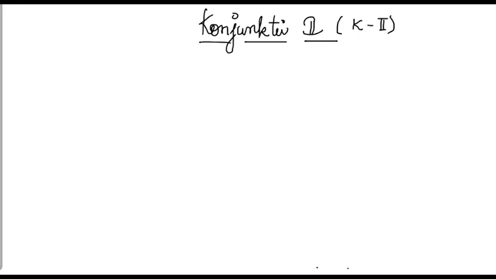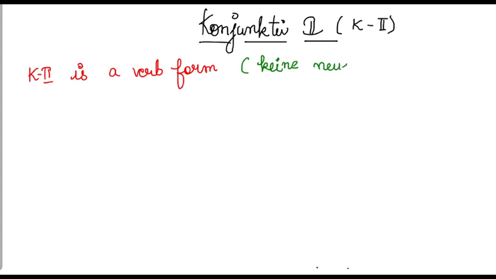So the very first thing you should note down in your notebook is K2. Okay, so we're going to write it like this. It is a verb form. In brackets, you can write keine neuen Verben. Okay? Keine neuen Verben. These are not new verbs. It is just another form of verb.